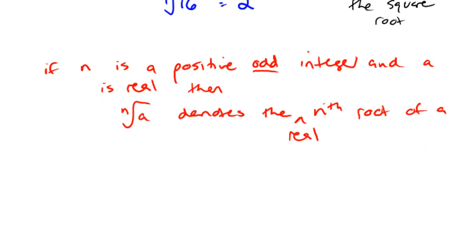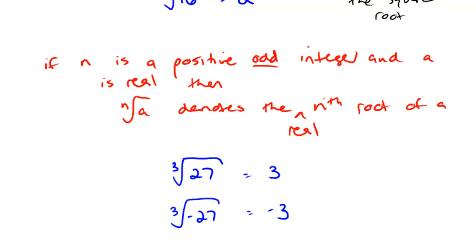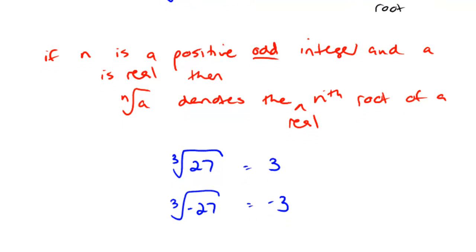So for example, the cube root of 27 is equal to 3. The cube root of negative 27 is equal to negative 3. And again, we have no ambiguity because these guys only have one real cube root, so we don't have to worry about anything like the principal square root or anything like that. Odd roots are much easier to handle than even roots.